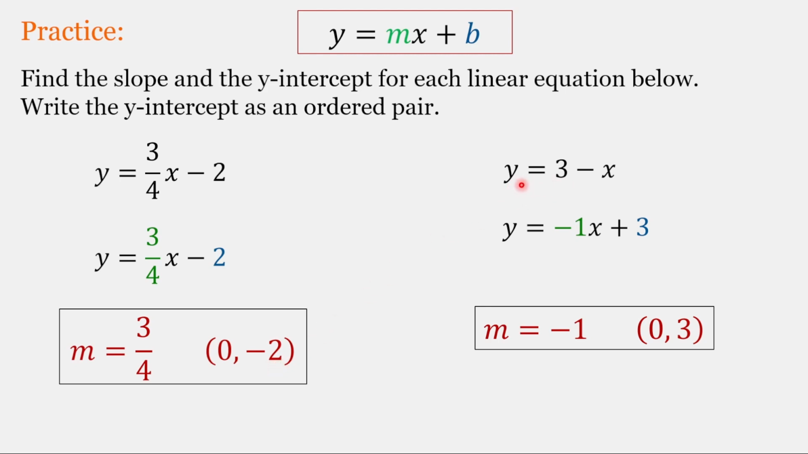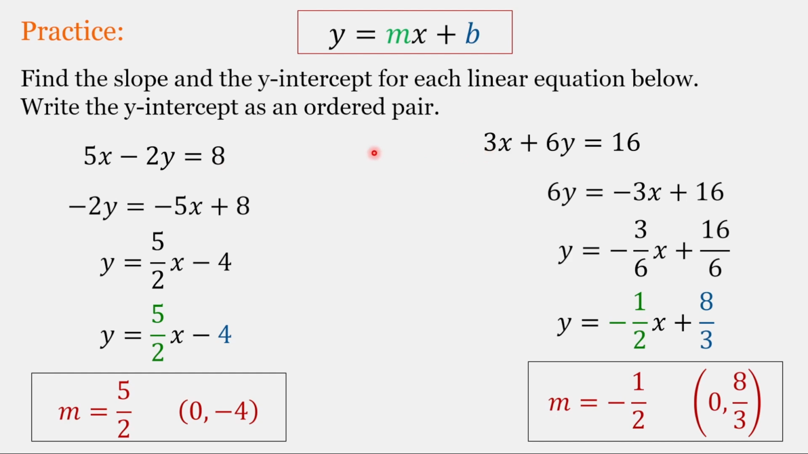For this second problem, we have y equal to 3 minus x. We can quickly rewrite this to put the x term first. So now we have y equal to negative 1x plus 3. You don't need to write that coefficient of negative 1. You could also just write this as negative x plus 3. Either way, that gives us a slope of negative 1 and a y-intercept of 3, which is (0, 3).